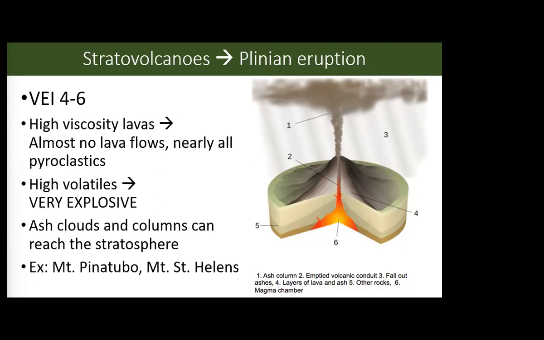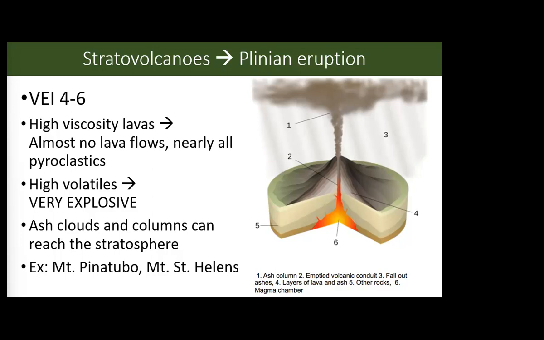So we have high viscosity lavas. They're not going to flow over a large area because they have more viscosity. They're going to resist that flow. So they're going to build up near the mouth of the volcano. Very explosive. And we're going to have huge ash clouds and huge columns of ash that'll spread over a large area.